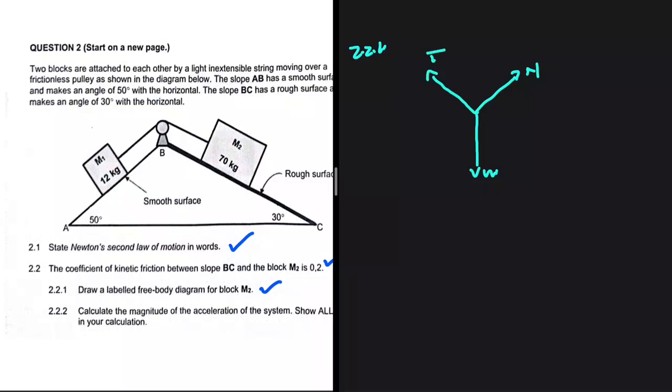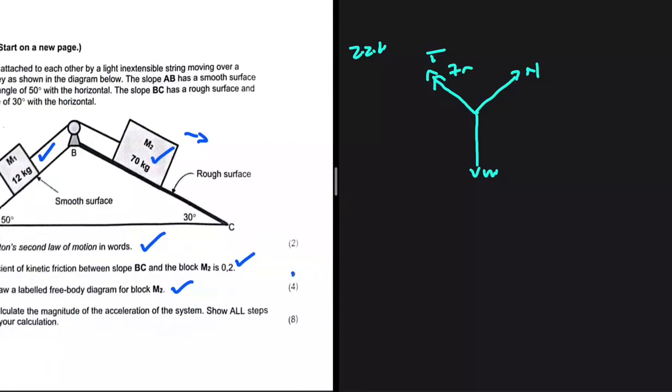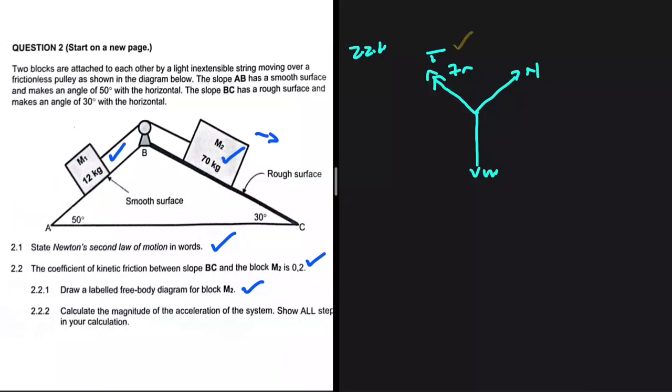The mass of M2 is 70 kgs. The mass of M1 is 12 kgs. So it would make sense to assume that M2 is moving down the slope. If that is the case, then the frictional force will be up the slope. 2.2.1 is for 4 marks, and we have 4 forces on our free body diagram. So we are quite confident that we have not missed anything.